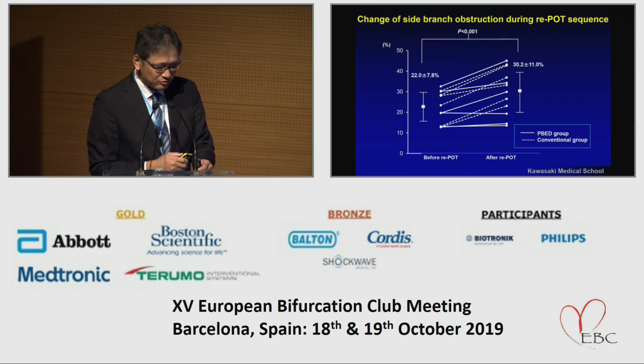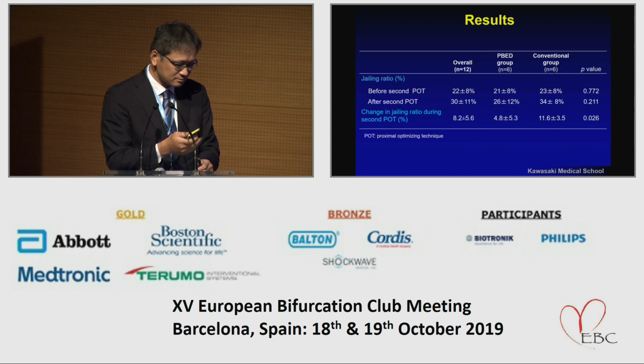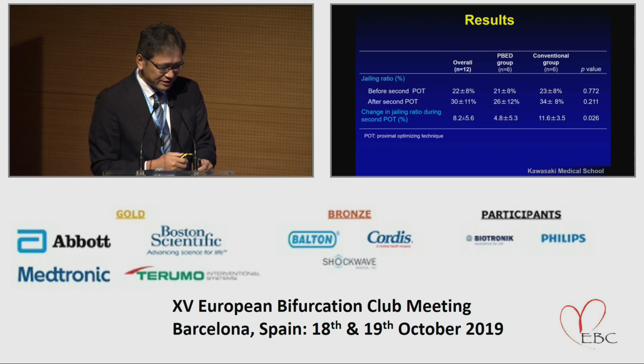The side branch gapping ratio was significantly increased during the second POT procedure. Gapping ratio before the second POT procedure was similar between the two groups. However, after the second POT procedure, the gapping ratio in the PBED group tended to be lower compared with the conventional group, and thus the change in gapping ratio during the second POT procedure was significantly smaller in the PBED group than that in the conventional group.